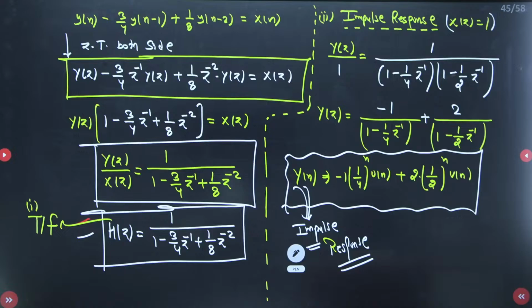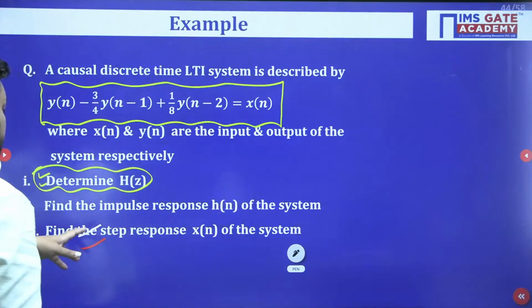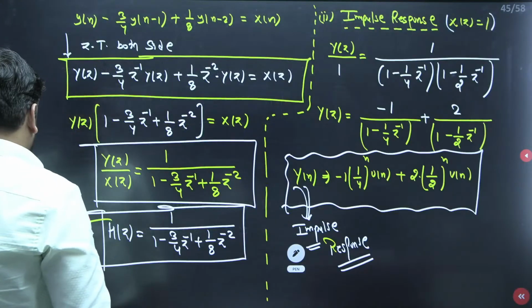Shall we go for the next? I think we should go for the next, yes. So this is the impulse response. Now students, the next question is to find the step response.